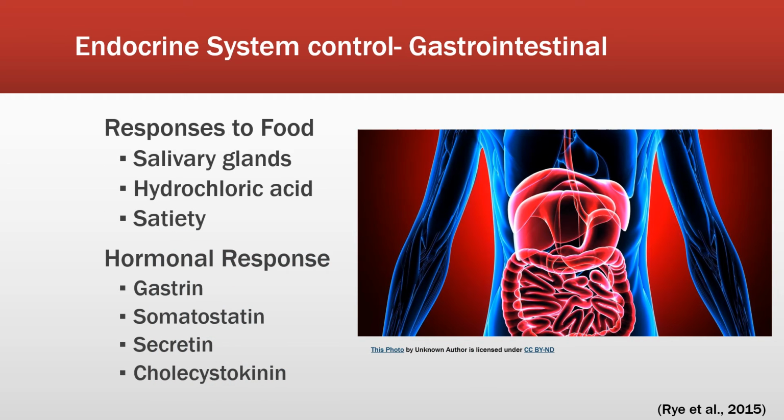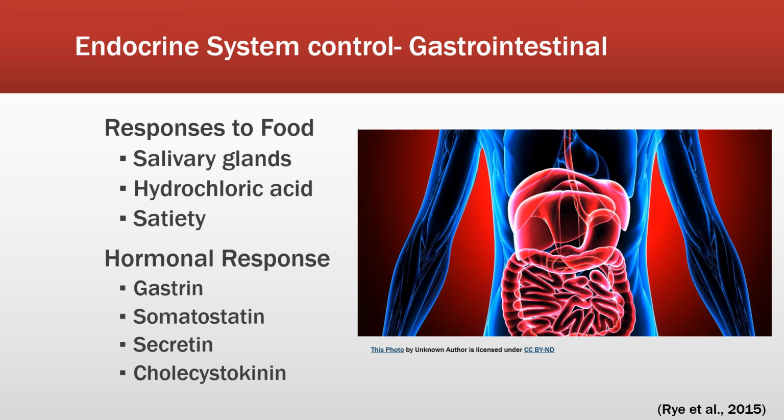The endocrine system and the brain work together to control the systems of the digestive process. It starts with the response to food. When we see, smell, or think of food, it can trigger the salivary glands to secrete saliva in preparation for digestion. At the same time, the stomach begins to produce hydrochloric acid to digest food. When the stomach is full, the brain will detect satiety.